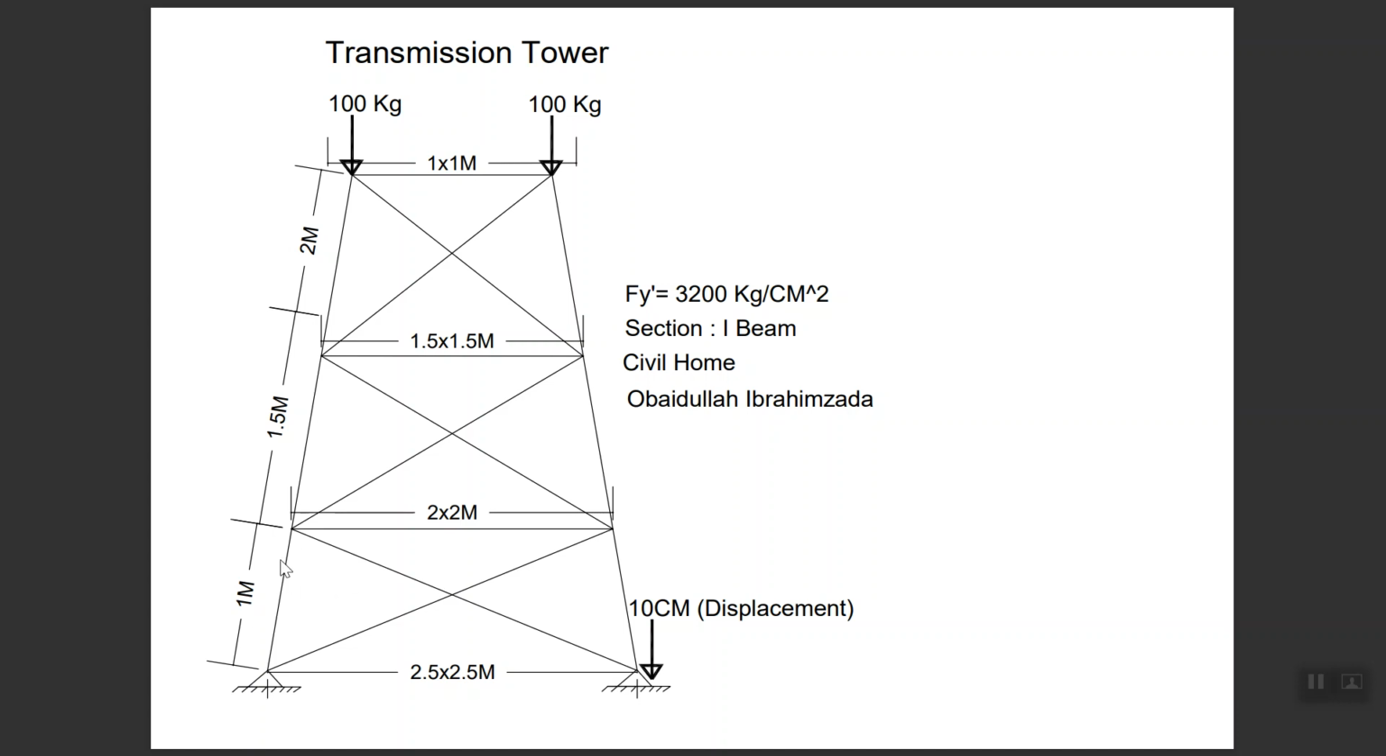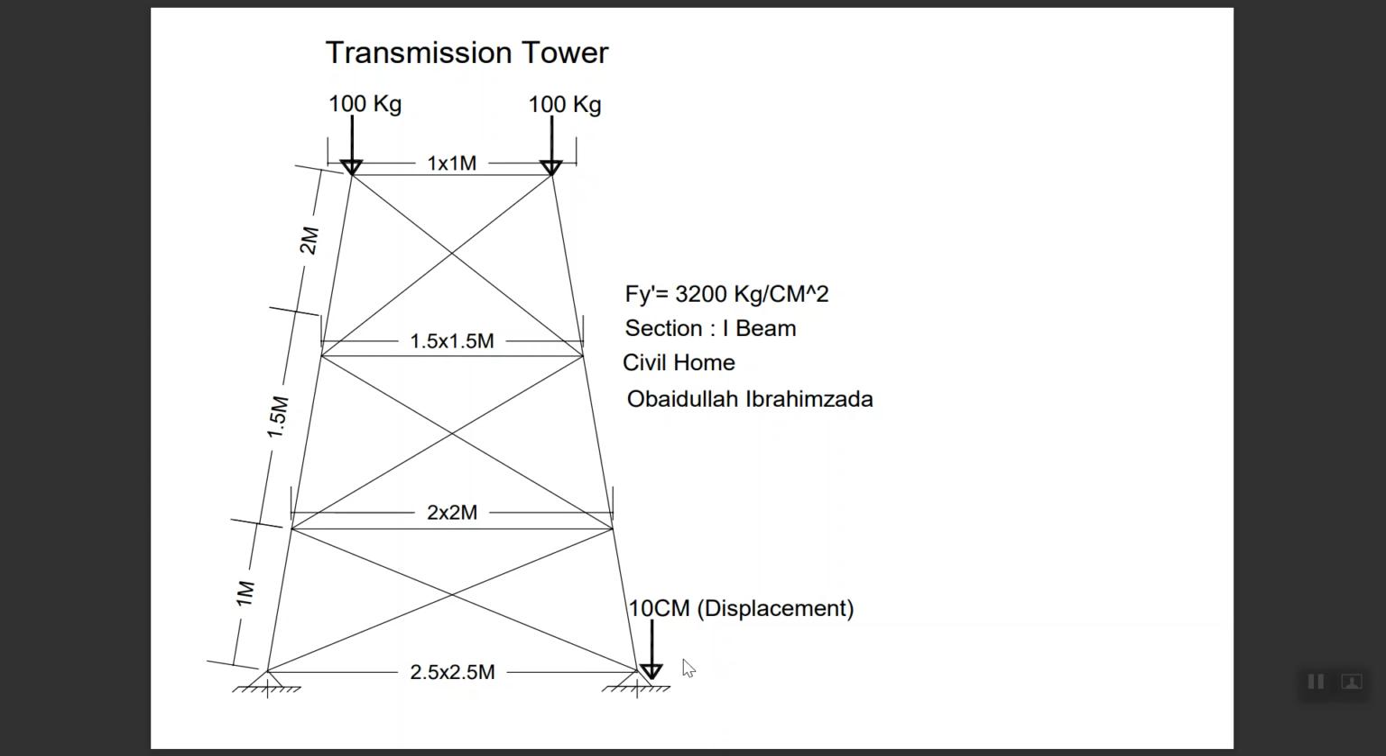Then the elevation, or height, from the first part to the second part is 1 meter, from the second part to the third part is 1.5 meters, and from the third part up to the fourth part is 2 meters. Then two point loads, or concentrated loads, act on the joints: 100 kg and 100 kg, and a 10 centimeter displacement acts.